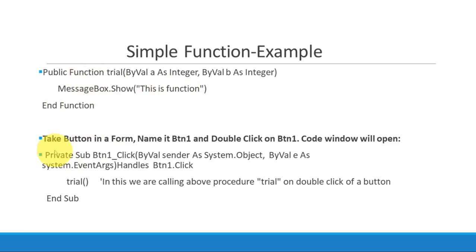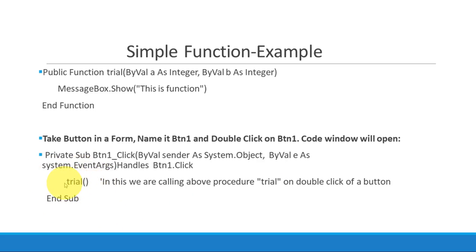Now again in a form, when we go to the practical part, we will take a form, we will open the project, and in the form we will take a button, we will name the button and double click on it. So obviously the code window will open, and in that we will get this structure, Sub and End Sub, and within this we will write our VB code, that is Trial. We will be calling Trial.